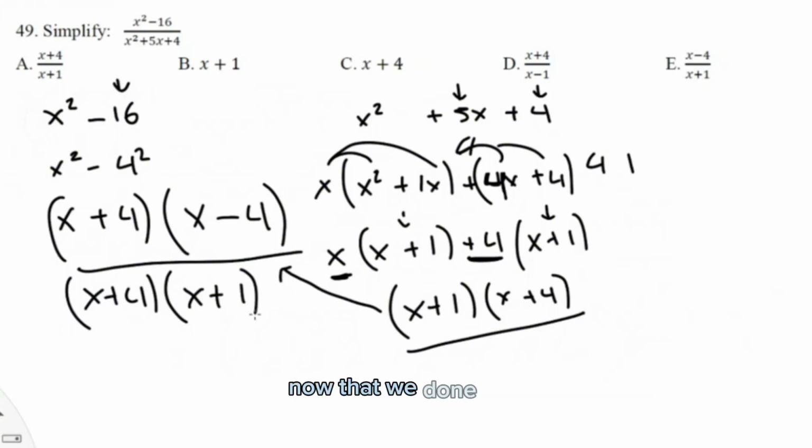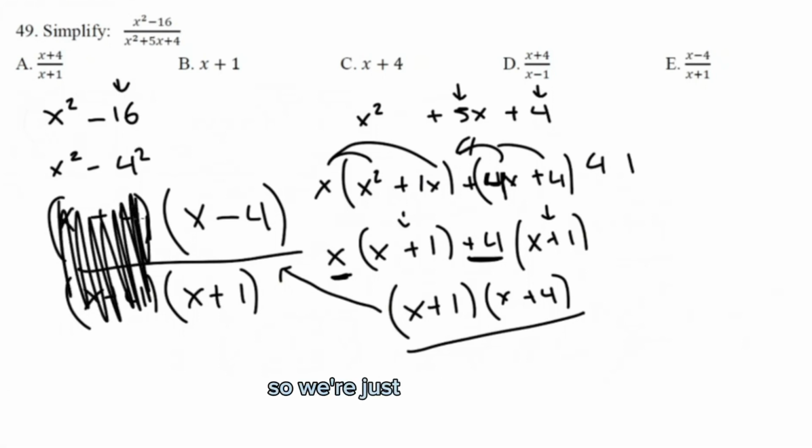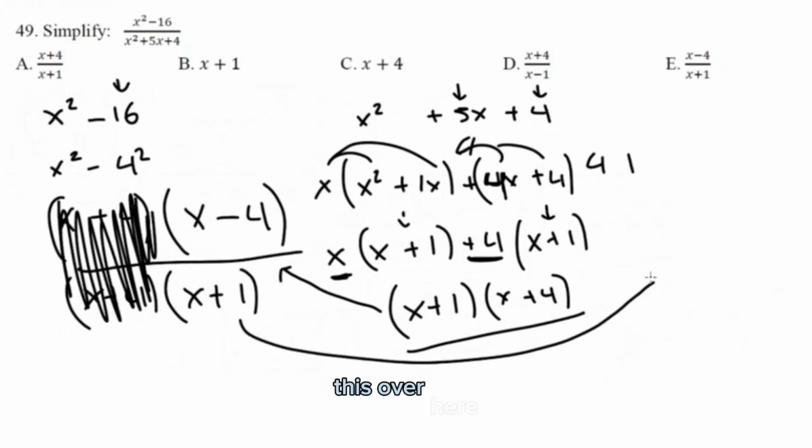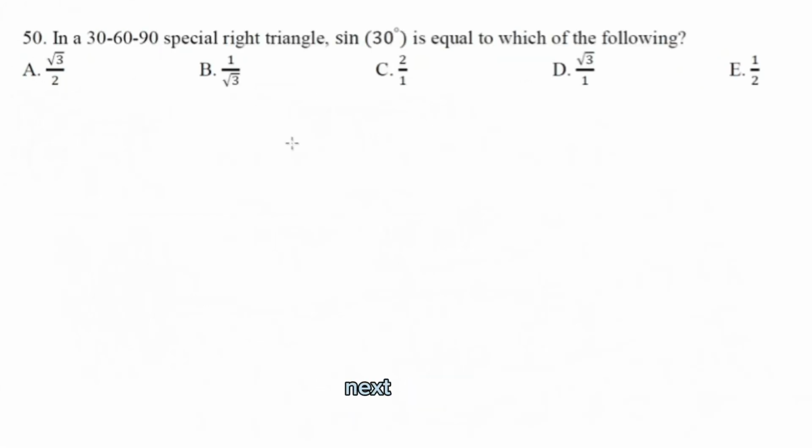Alright, now that we've done that, we can probably solve this. So x plus 4 times x minus 4 over x plus 4 times x plus 1. Well, the top x plus 4 and the bottom x plus 4 cancel out. So we're just left with, let's bring this over here, we're just left with x minus 4 over x plus 1. And that's your answer. Next, number 50.